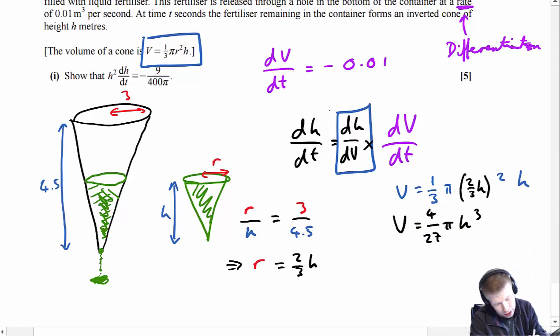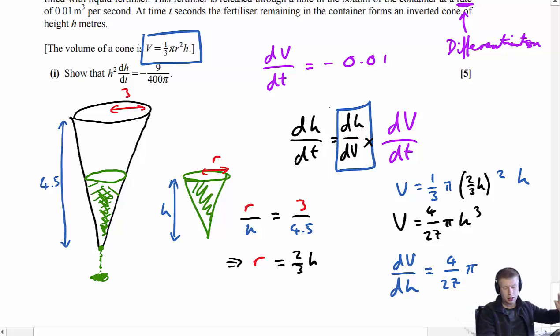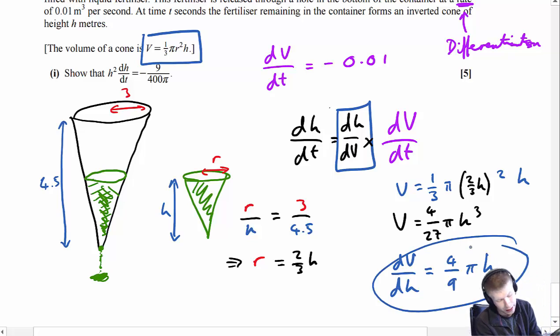So the question is now, what is dV by dh? The 4/27 pi is not going to affect it. It's a horrible number, but it's not going to affect it. So basically, what is the derivative of h cubed? It's going to be 3h squared. And actually I can cancel that 3 with that 27 and just be left with 4/9 pi h squared as dV by dh. Okay, you see what I've just done there?